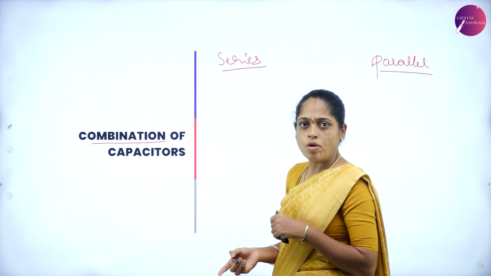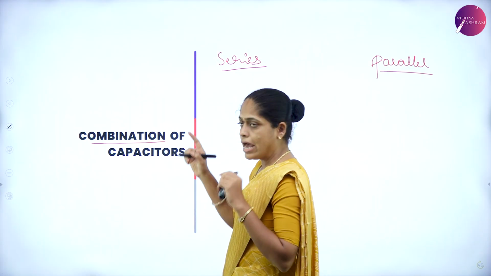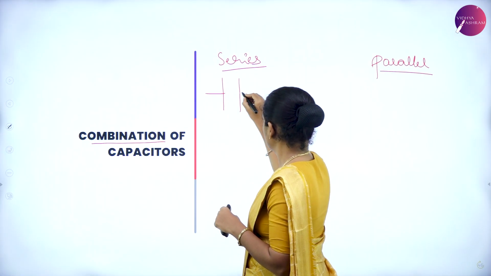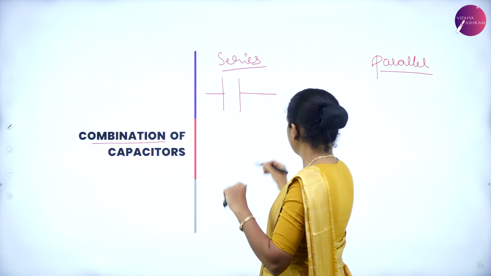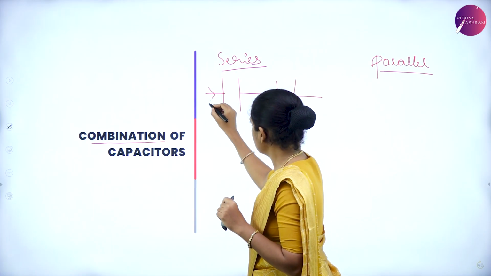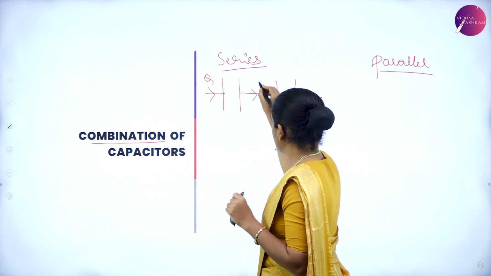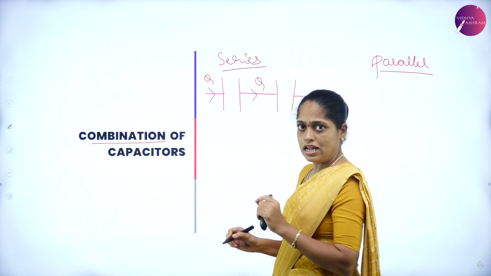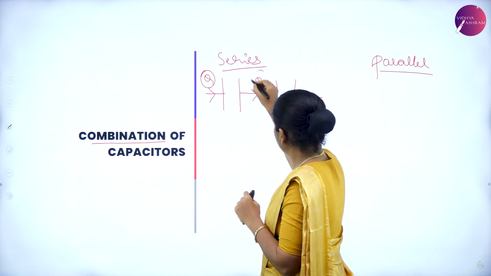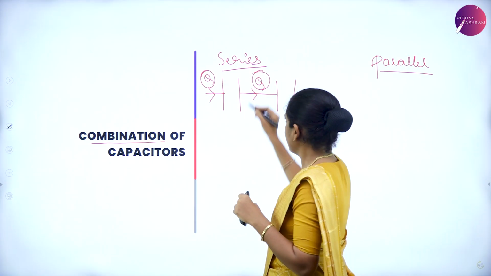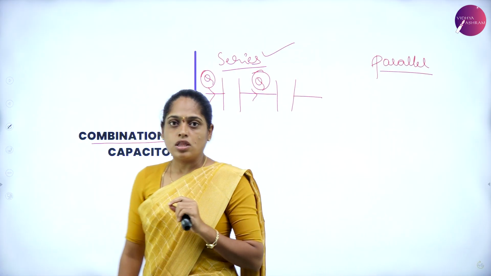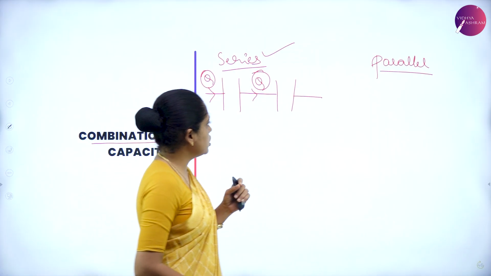What is series combination? If I have two capacitors connected one after the other such that the charge flow has a single path and in each capacitor the charge flow is the same, then that combination is known as series combination. Then what is parallel combination?